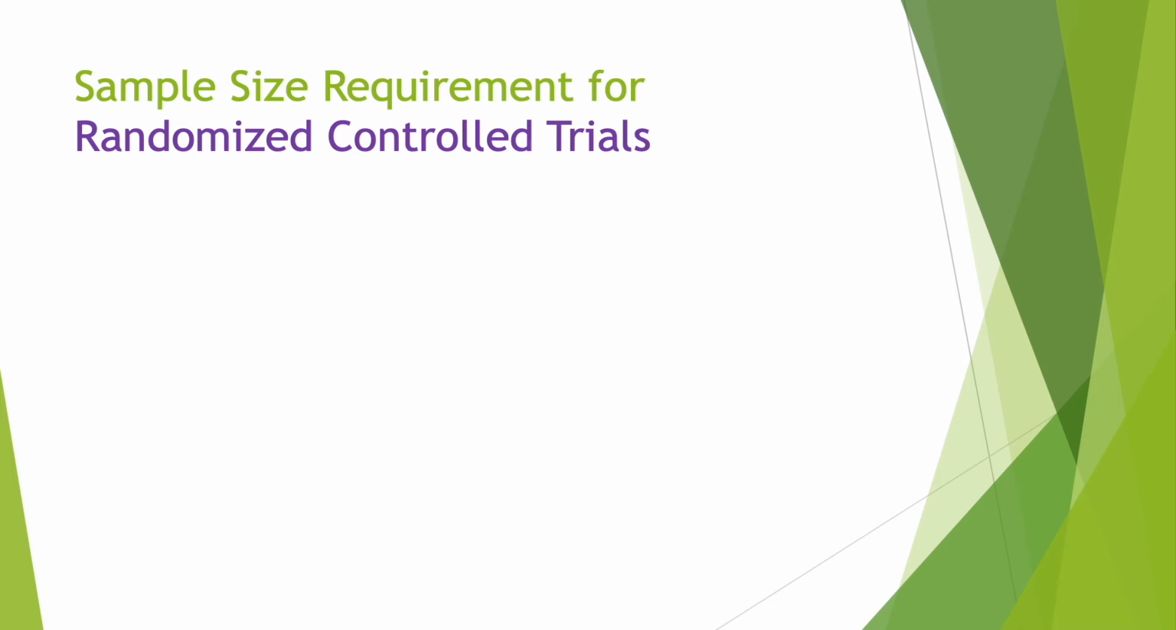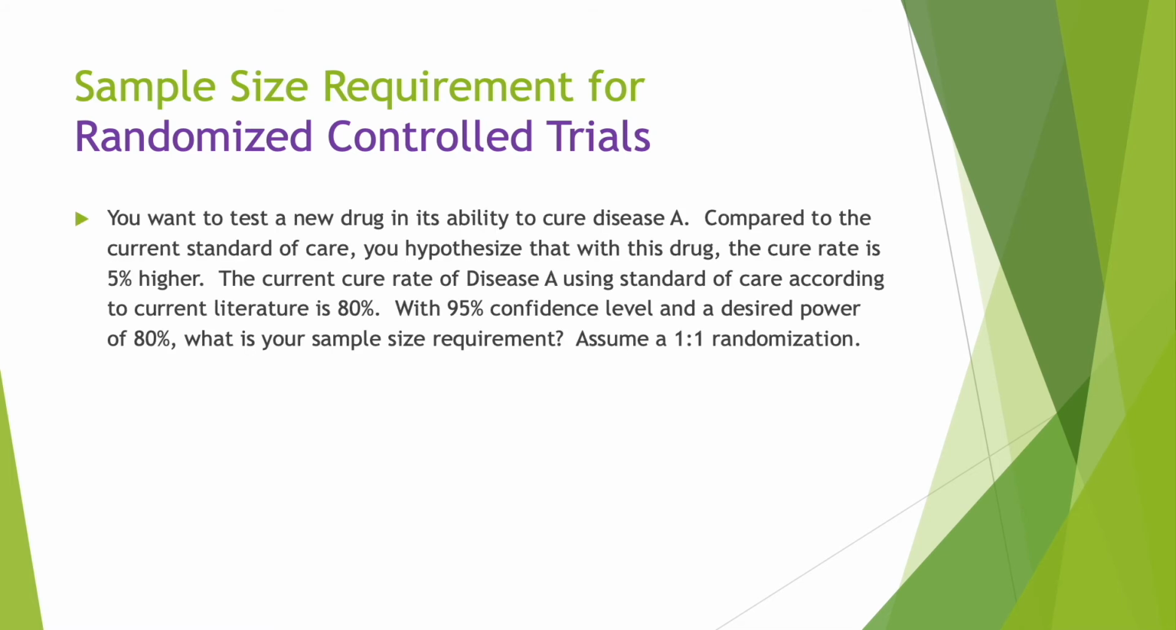Here is an RCT scenario where your outcome of interest is cure. The outcome variable is dichotomous in that the study participant either attains the cure or not, and dichotomous outcomes are generally reported as proportions or percentages. You want to test a new drug in its ability to cure disease A. Compared to the current standard of care, you hypothesize that with this drug, the cure rate is 5% higher. The current cure rate of disease A using standard of care, according to current literature, is 80%. Now, with a 95% confidence level and a desired power of 80%, what is your sample size requirement?